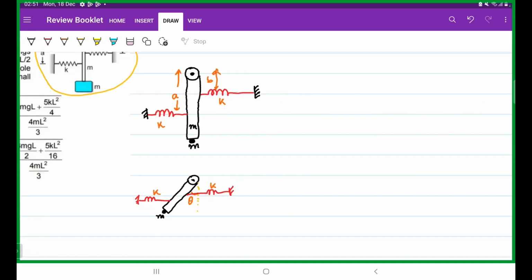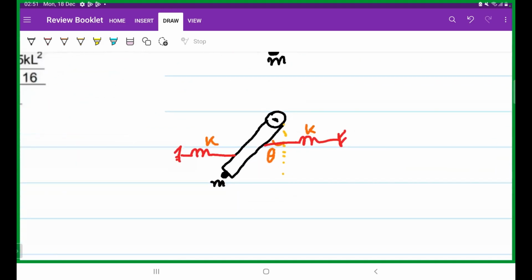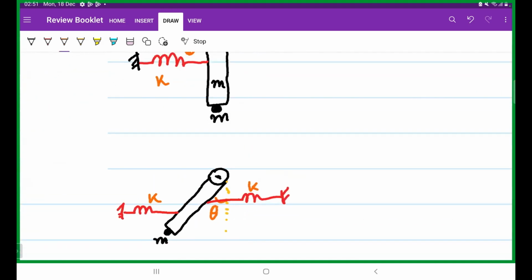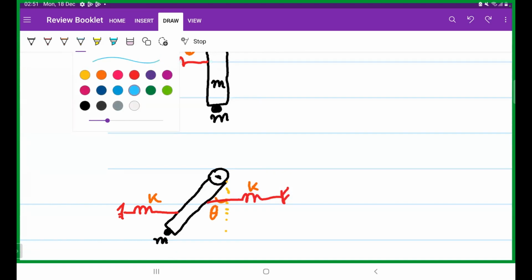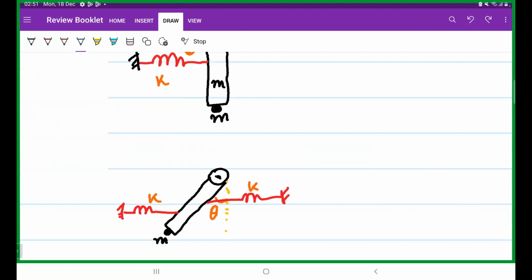I've basically copied this diagram, and I've also tilted it slightly with a small angle theta. Now we are going to draw the diagram and try to equate all the forces. Since I've tilted it, this spring right here is slightly stretched, so it is trying to lessen the stretch, trying to get itself compressed. So we will have a force in this direction.